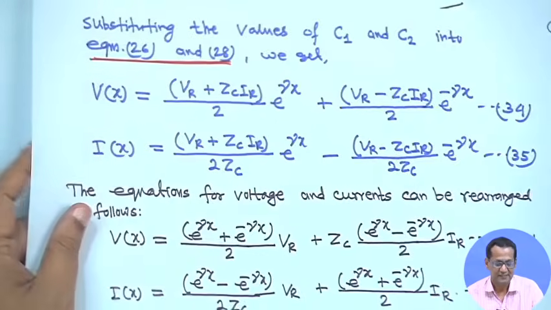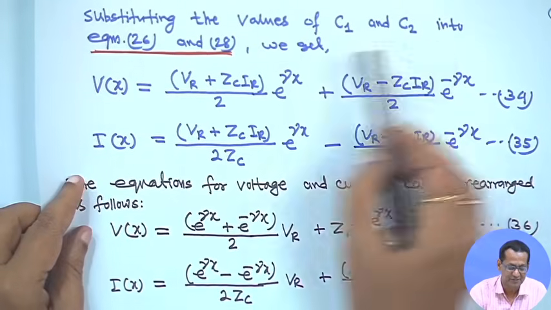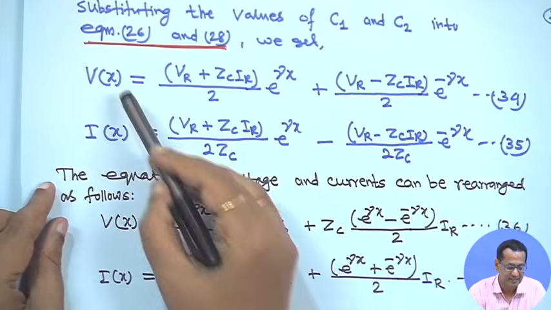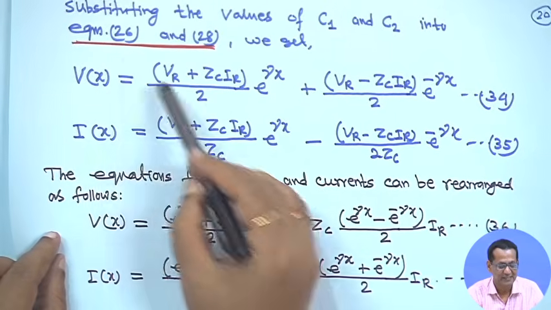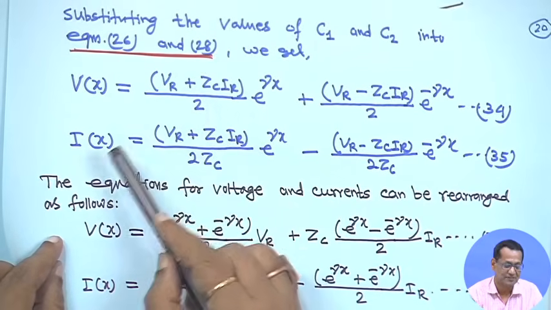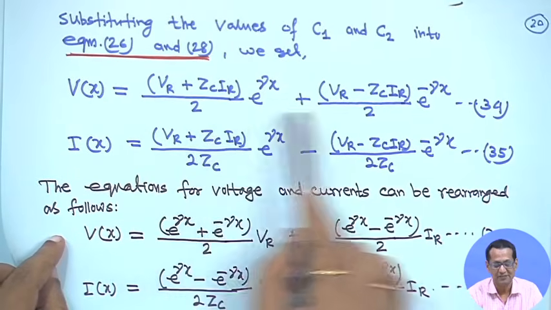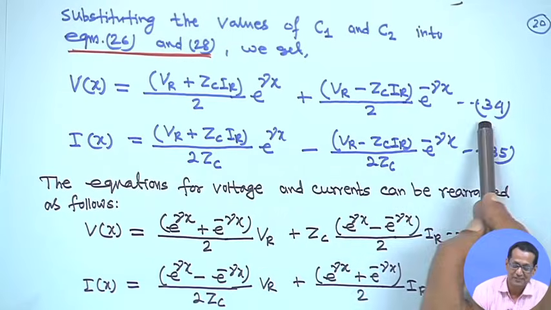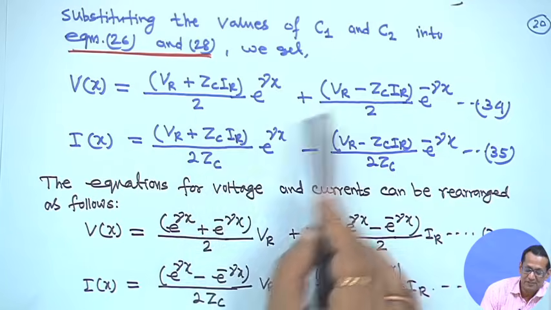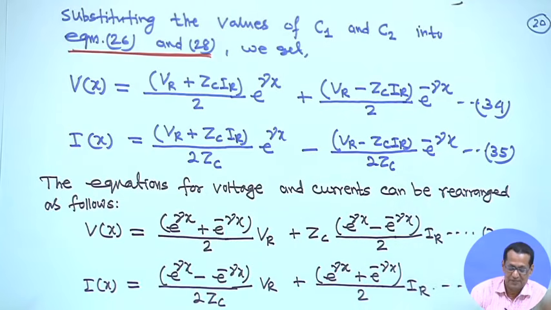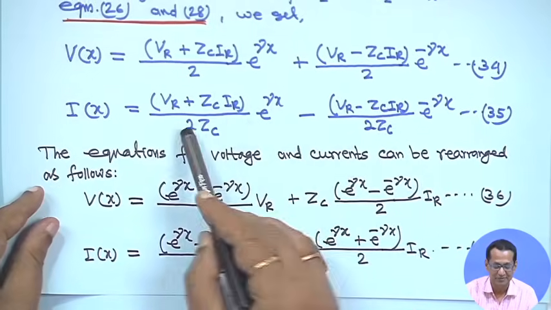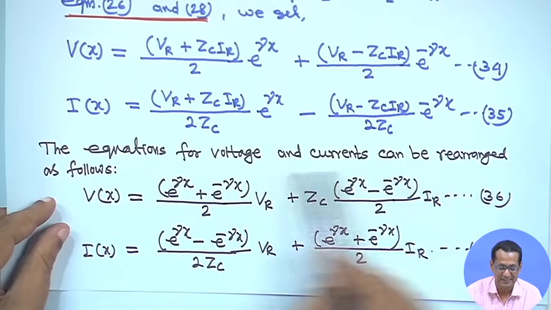Next, these values of C 1 and C 2 we substitute in equation 26 and 28, because then only you will get the expression of V x and I x. Equation 26 is the expression for V x and equation 28 is the expression for I x. So, we are substituting the C 1 and C 2 values. This is equation 34 and this is equation 35. Then these two equations, the equations for voltage and current, can be rearranged.